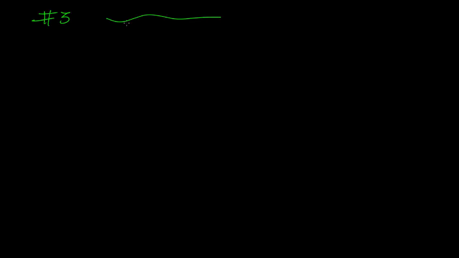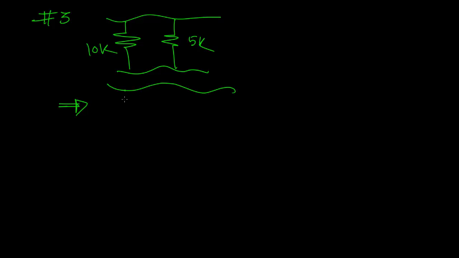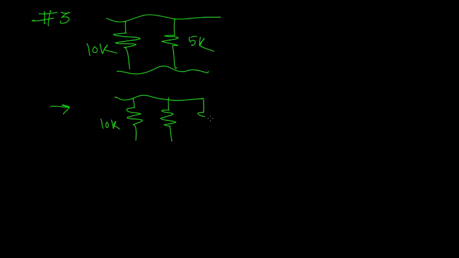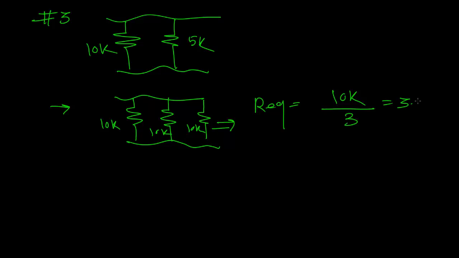Let's talk about tip number 3. Suppose you have to calculate 10k resistance in parallel with 5k. If you want to do this simple math, you can rearrange this, and you know the parallel combination of two 10k resistances is 5k. So we can keep 10k as it is, while writing 5k as 10k in parallel with 10k. In this way you can find the R equivalent, which is 10k divided by 3 of those, which is 3.3k.